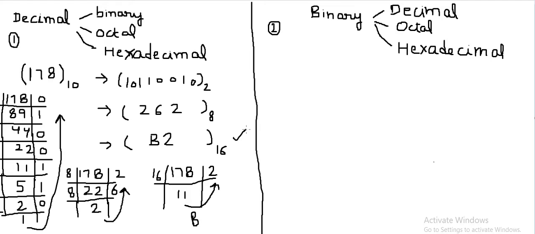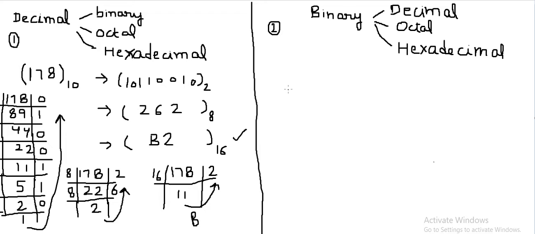These questions are asked in your exam, so please be prepared for that, and practice it more and more. And if you have any doubt regarding this conversion, that is, how we convert a decimal number to any given radix or base number system, either binary, octal or hexadecimal, you can let me know in the comment section, right?